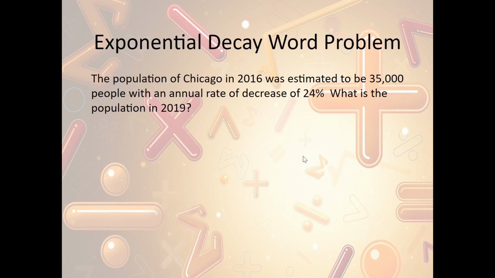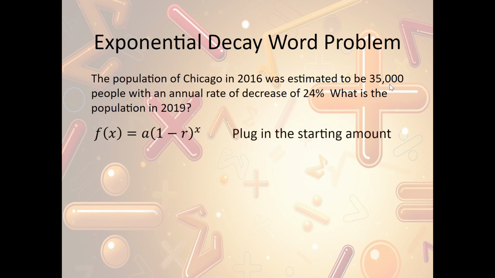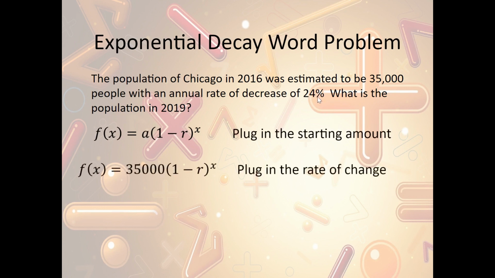Now let's look at exponential decay. So this time the population in Chicago was decreasing by 24%. So we start here with our equation of a times 1 minus r to the x. We know it's minus because we're decreasing. And we're going to plug in the starting amount. The starting amount was 35,000, and that goes in for a. Then we plug in our rate of change. Our rate of change is 24%, so we're going to move the decimal back 2 places. 1, 2. So that's 0.24.